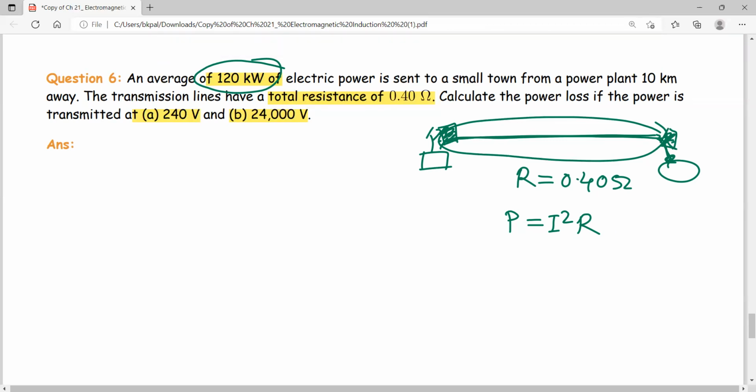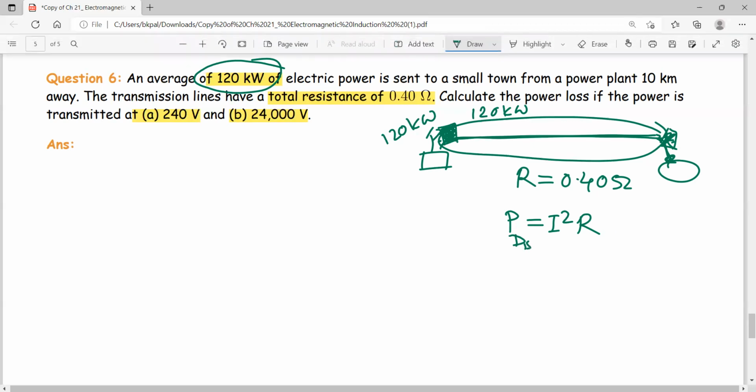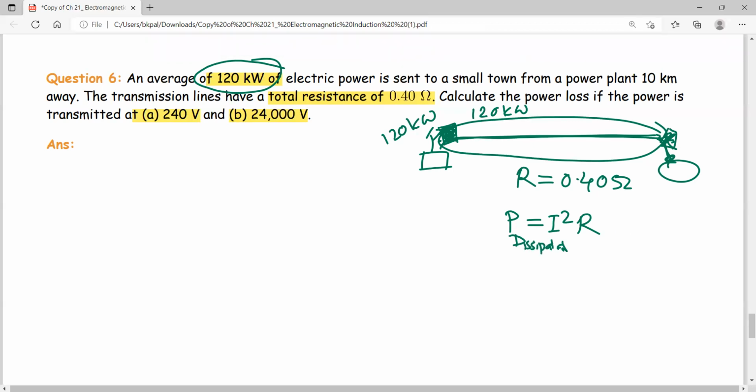Before the transformer, for this transformer close to the power line, in the primary coil, the power is 120 kilowatt. In the secondary circuit, the power is also 120 kilowatt, right? So this is the power dissipated. Okay, so this power and this power are two different powers.